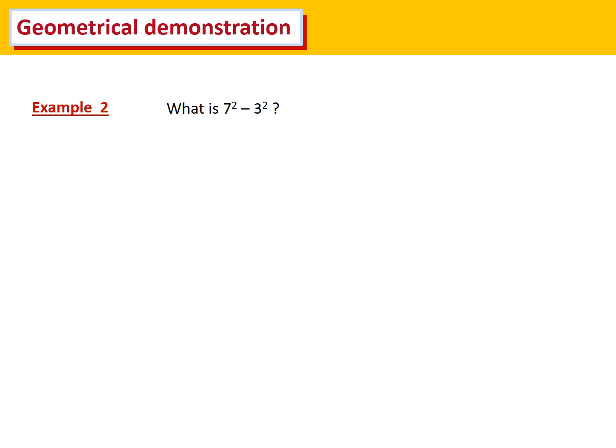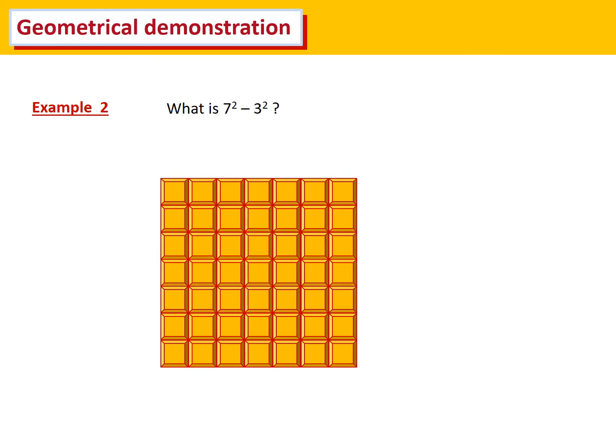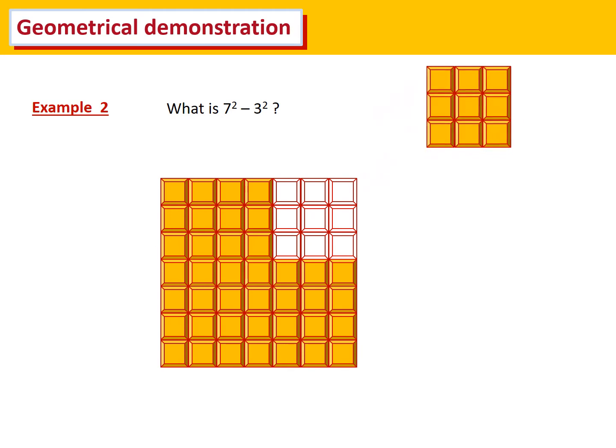Let's look at a second example so this makes even more sense. First of all, what you're looking at there is 7 squared. A square which is 7 by 7. There are 49 little squares there. From that, we're going to subtract 3 squared. 3 times 3 is 9, so that's that little block of 9 squares taken away.